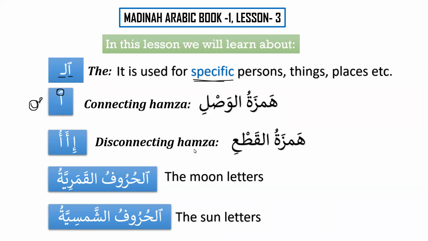And then we have Hamzatul Qati', which is called disconnecting Hamza. It will be written in its original form. However, it will be written on Alif or under Alif, as we can see over here. It can take Dhamma, Fatha, or Kasra, but the only difference is that the original sign of Hamza will be there as well. Then we have Al-Huruf Al-Qamariyah, the moon letters, and Al-Huruf Al-Shamsiyah, the sun letters. Let's begin.